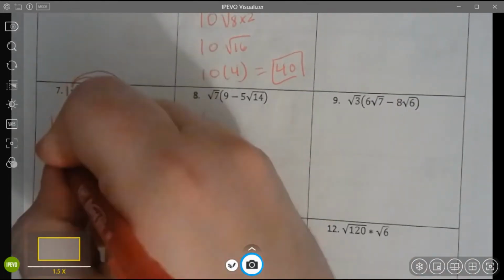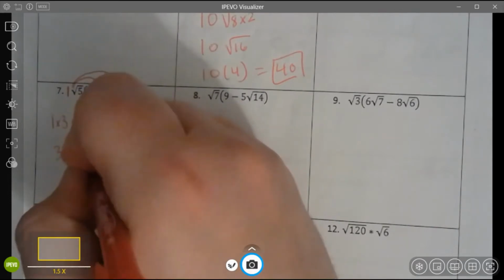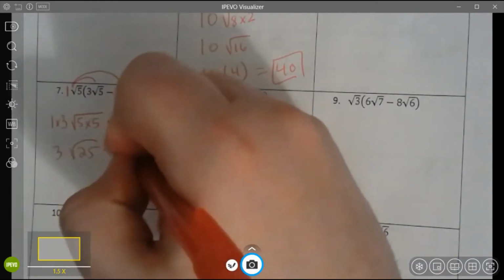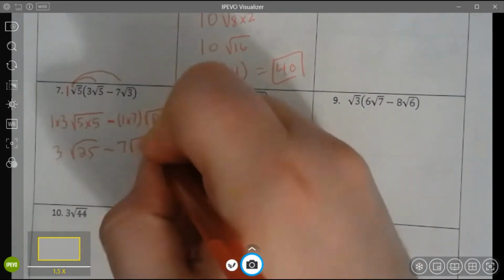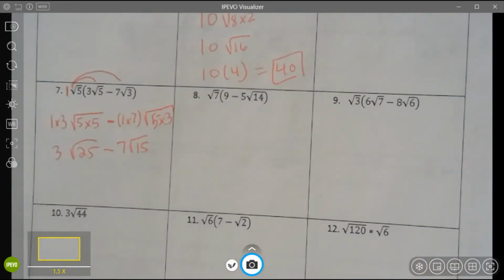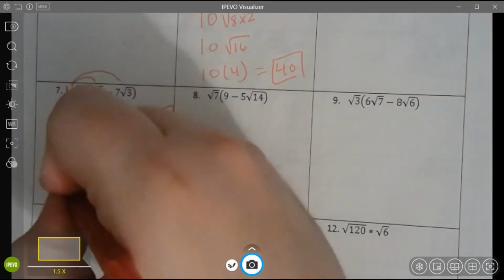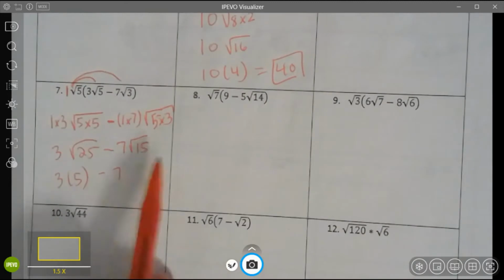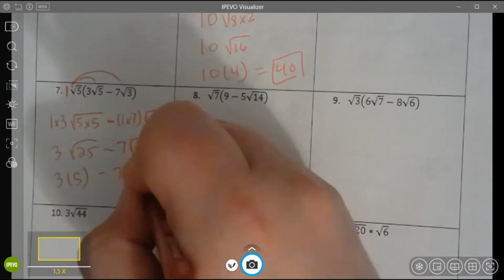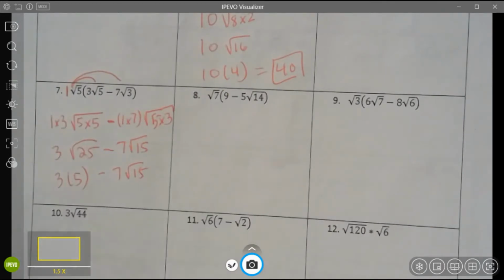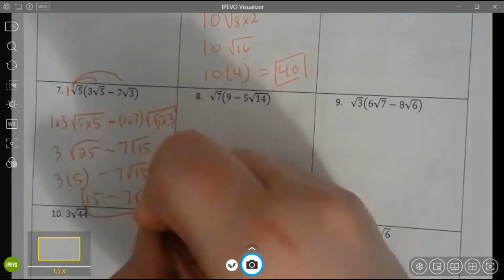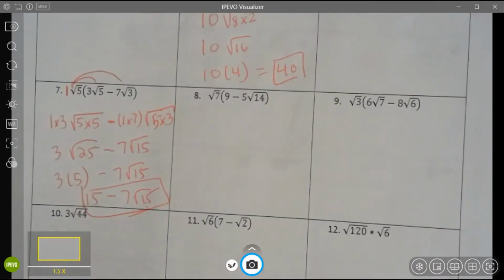So 1 times 3 is 3. 5 times 5 is 25. So this is 3 square root of 25 minus 7 times 1 is 7, and 5 times 3 is square root of 15. Square root of 25 is 5. So this is 3 times 5 minus 7. Can't reduce the square root of 15, so we'll just leave it as square root of 15. 3 times 5 is 15, so 15 minus 7 square root of 15 is the fully simplified version of this expression.